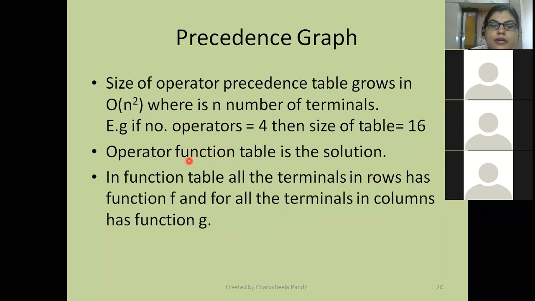And the operator function table is the solution for that. And we'll see in the operator function table, whatever terminals we are having on the row, we are nominating the function F for them, and whatever terminals we are having on the column, we are nominating function G for all those.